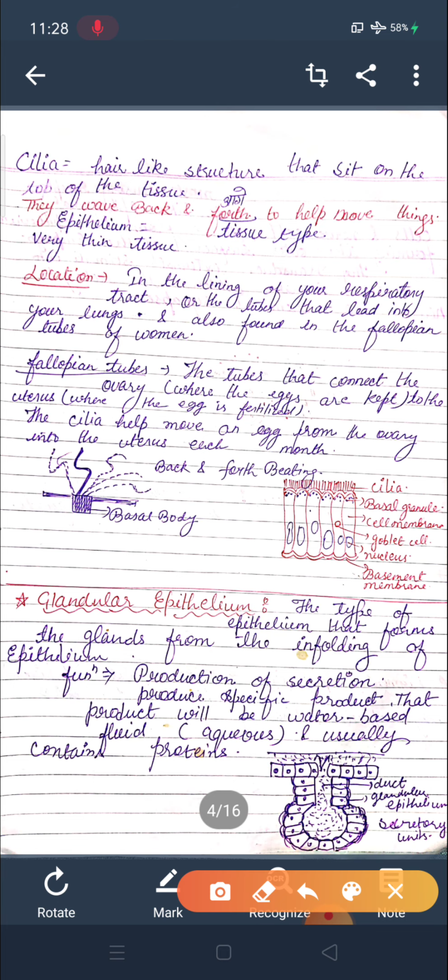Right? So this is all about the first type of simple epithelium tissue based upon the shape of the cells. In our next video, we will discuss the simple epithelium tissue based on the functions.